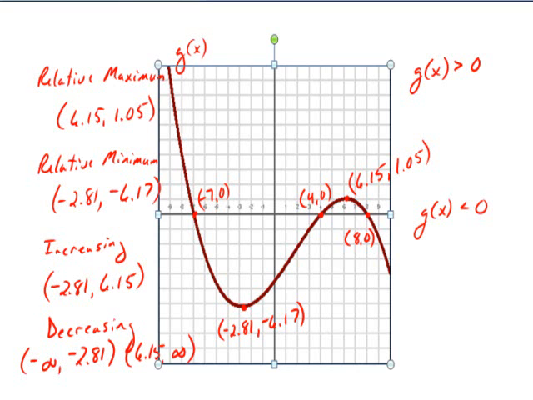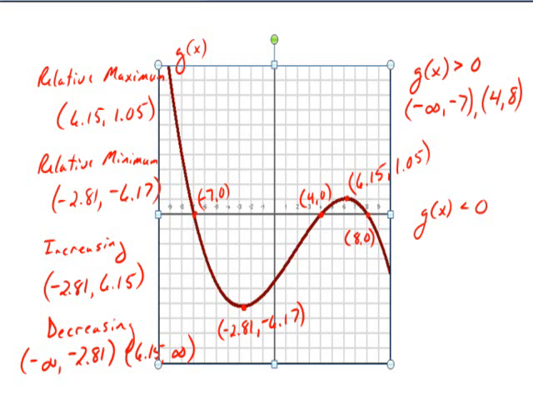On the right hand side, g of x is greater than 0. Where are the y values greater than 0? Where's the curve above the x-axis? To the left, we have the curve above the x-axis from negative infinity until we reach -7. We also have the curve above the x-axis from 4 to 8.